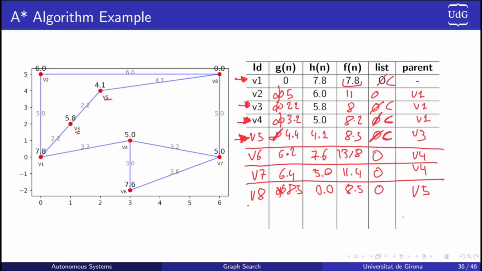And now I have to check which is the next node to check. In the open list, I still have B2, B6, B7, and B8. And now, yes, B8 is the one with the smaller f. Because this is the one with the smaller f, the moment in which I cross that and put this in the closed list, I can say, yeah, the algorithm is done. And then I can try to draw the path. From B8, the node I have to go to is B5. And from B5, I should go to B3. And from B3, I should go to B1.